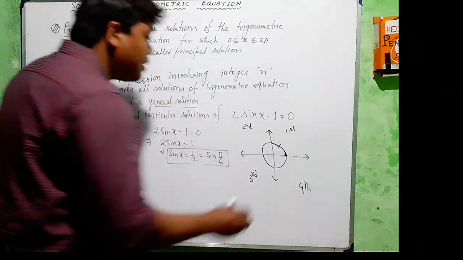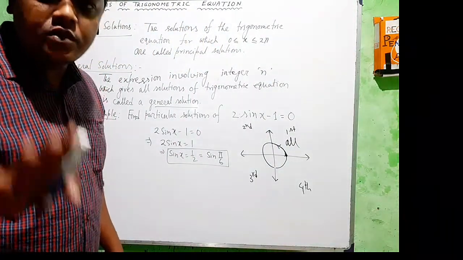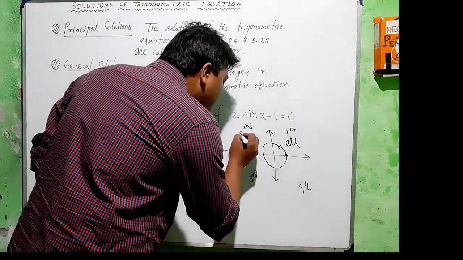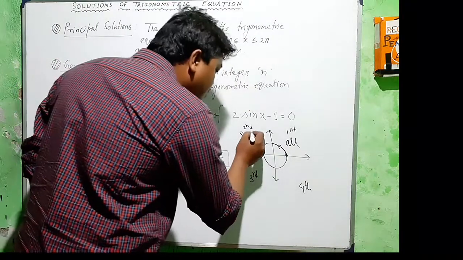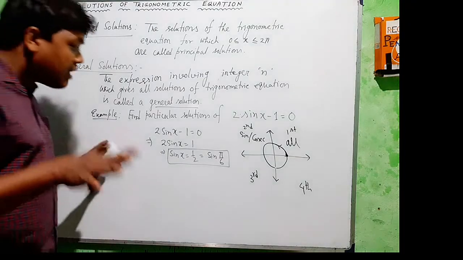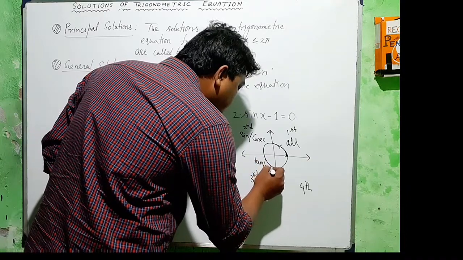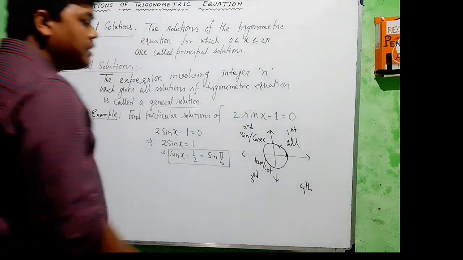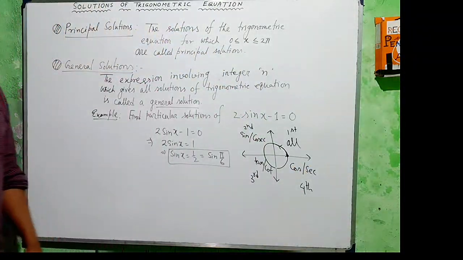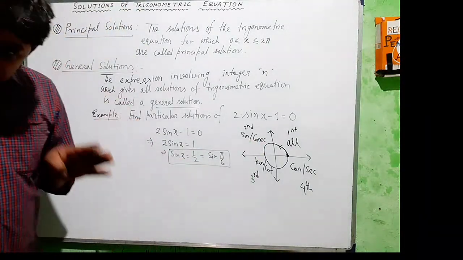In the first quadrant, all trigonometric ratios are positive. That means sin x, cos x, tan x, cot x, sec x, cosec x, all are positive. In the second quadrant, only sin positive and cosec positive, because cosec is 1 by sin. In the third quadrant, tan positive as well as cot positive. And in the fourth quadrant, cosine positive as well as sec positive. Okay, that means the second quadrant has sine positive and the first quadrant sine is also positive.